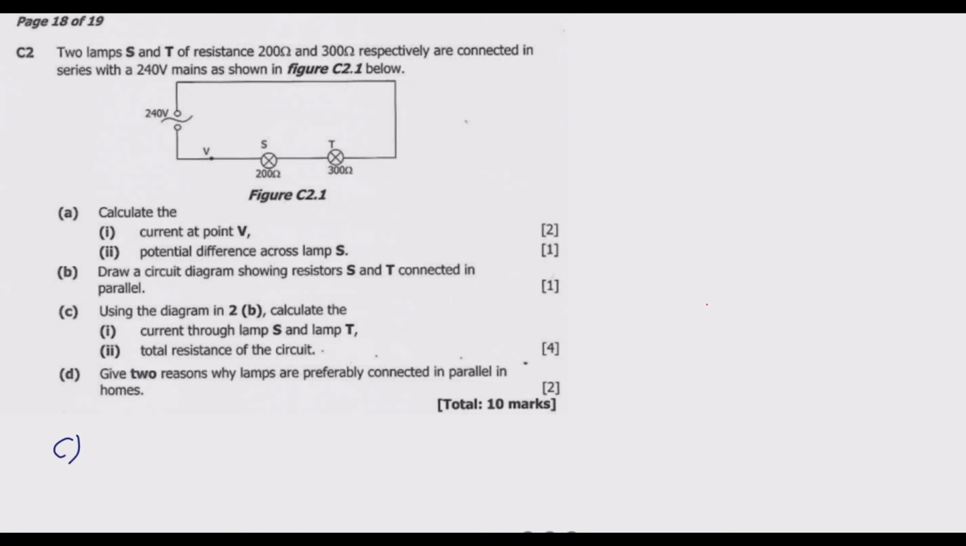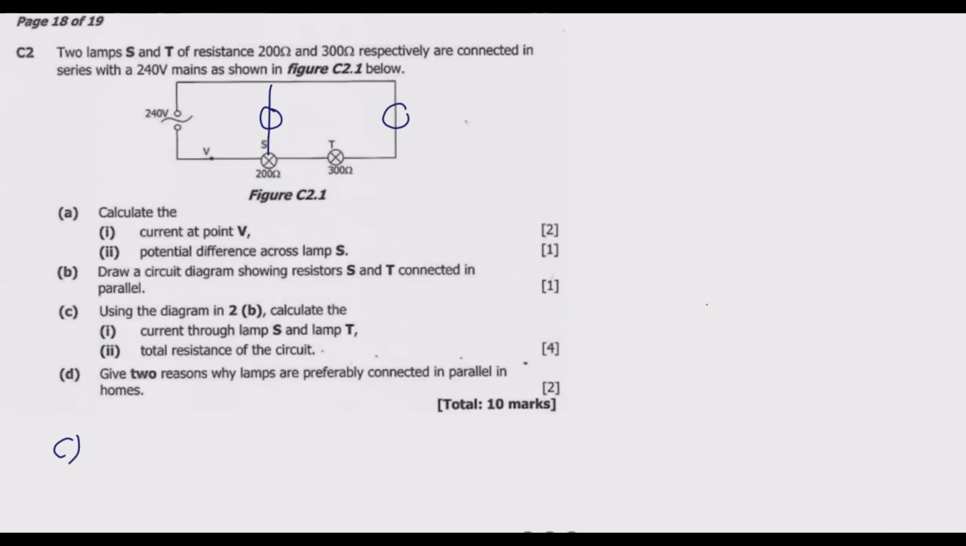So now what is happening is this is now in parallel, then this is another one. Remember that we've drawn from here. So now we use the same one to find the current at S. Remember the potential difference is the same across. So we need to find current. Current is equal to voltage over resistor. Voltage is the same now in parallel. Voltage is 240. So we have 240, then we divide by S. What is S? It is 200 ohms.